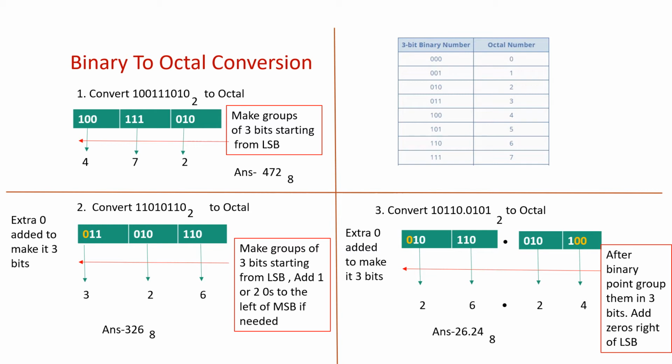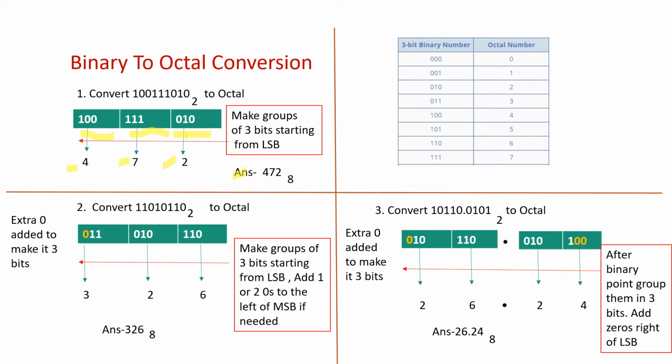100111010 is converted into groups of 3 bits each, and we can see that the octal equivalent of 010 is 2, 111 is 7, and 100 is 4. So the octal equivalent of the binary number 100111010 is 472. Next we are going to take another example.